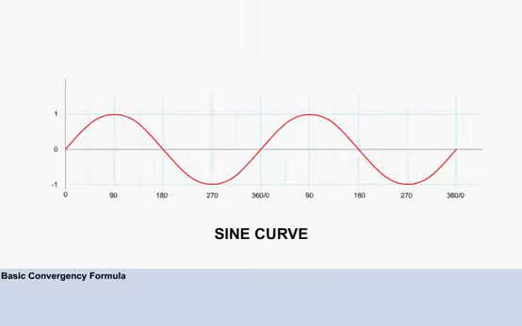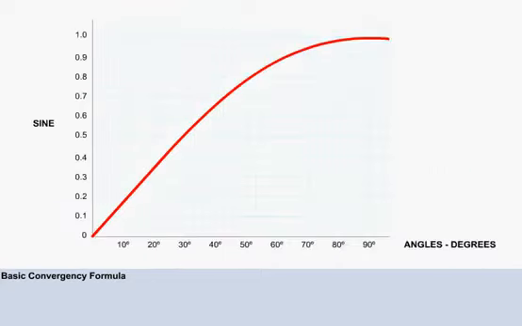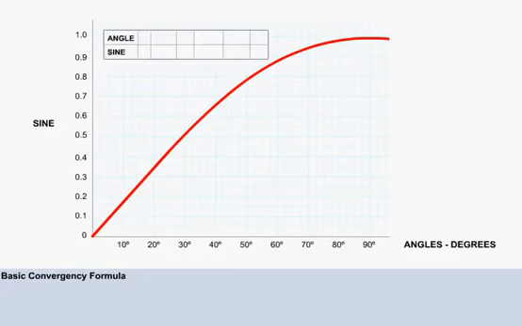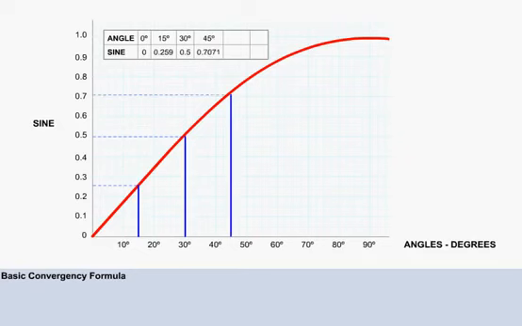Here is a sine curve. Let's look at some of the more common values of sines of angles, because these are the ones that frequently come up in questions on general navigation. The sine of 0 degrees is 0. The sine of 15 degrees is about a quarter. The sine of 30 degrees is a half. The sine of 45 degrees is 0.7071. The sine of 60 degrees is 0.866. And the sine of 90 is 1.